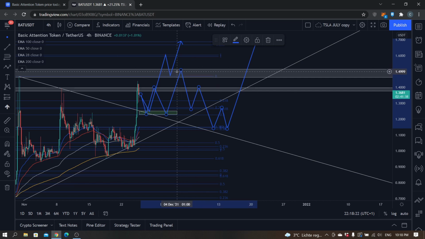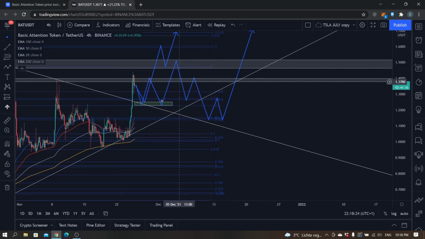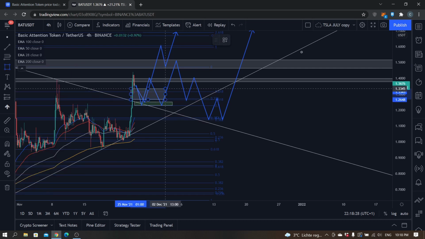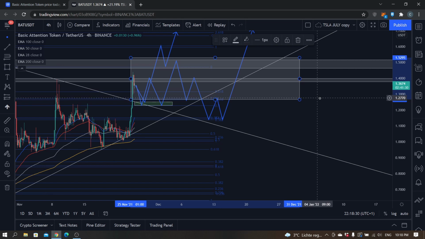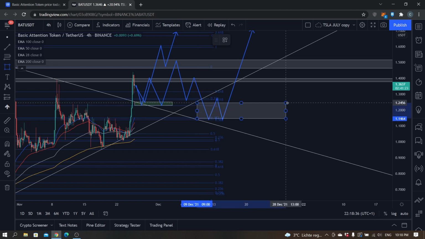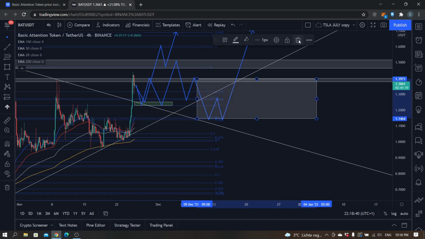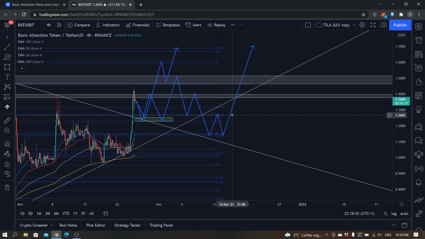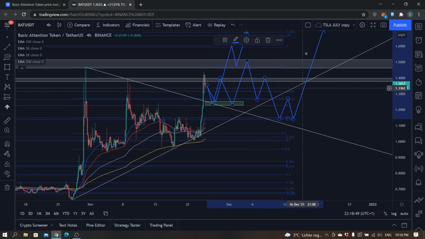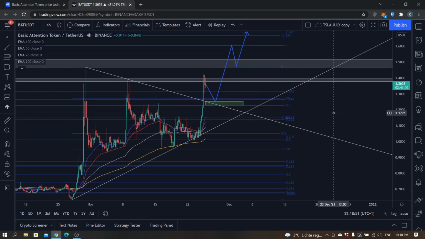If that looks like it's too strong, it might do something like this, where it will initially find a consolidation between 1.5 and 1.25, and ultimately it might drop down all the way to 1.14, where it might consolidate a little bit between 1.14 and 1.4, but I do think that ultimately we are going to break through the 1.4 again and move towards that 1.7. So yeah, that's basically my analysis on Basic Attention Token.